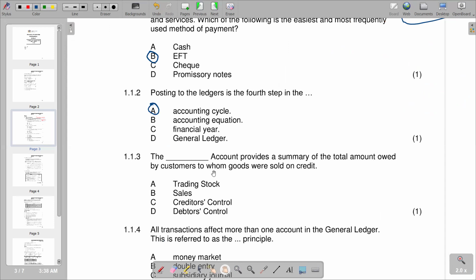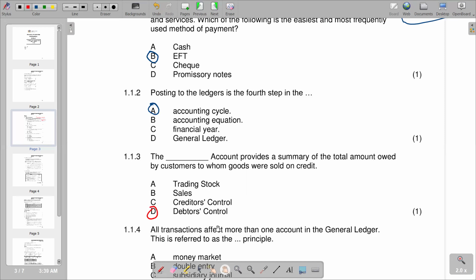The dash amount provides a summary of the total amount owed by customers to whom goods were sold on credit. Remember, the moment we sell goods on credit, the people or the business that we sell goods to on credit becomes our debtor. They owe us money. So the account that we enter is the debtors control account. So we have got debtors control account on T. So that becomes the correct answer.